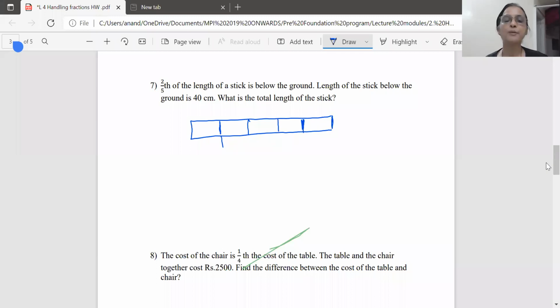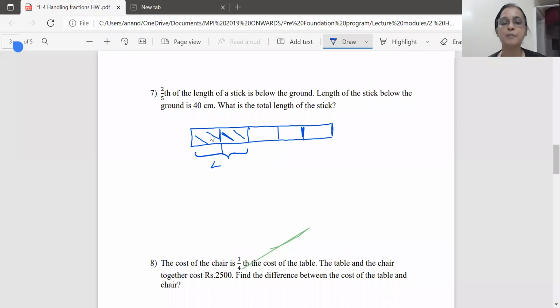So 2/5 of the length of a stick. So my stick, and I make 5 parts of it. So this much part is under the ground. And they are saying that this part is 40 centimeters. Then what is the length of the whole stick? That is the question. Now, if 2 parts is 40, 1 part will be 20. And if 1 part is 20, 5 parts will be 100.